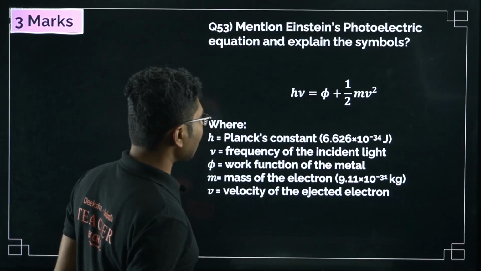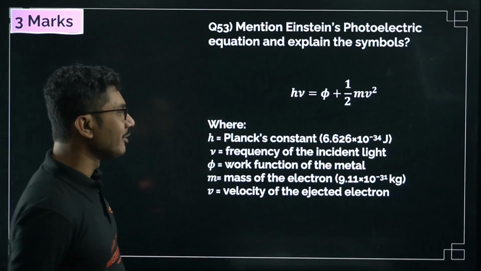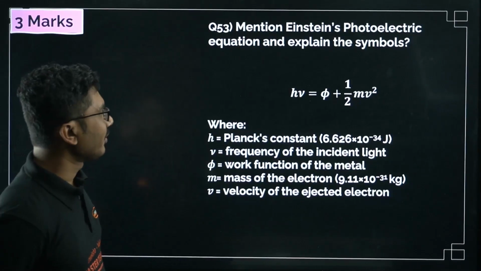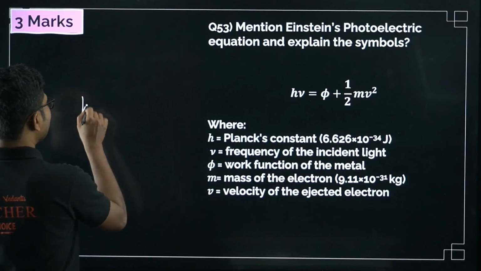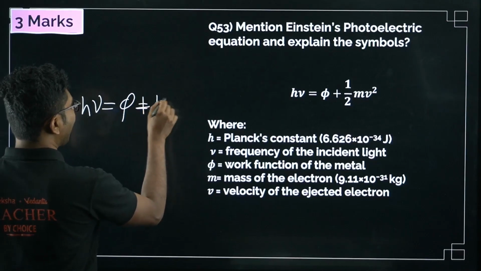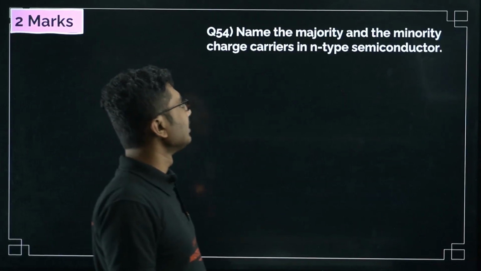The mass of the electron is 9 into 10 to the power minus 31 kg; you need not write the value. V is the velocity of the ejected electron. Okay, if you write this as h nu equals phi plus K max, that is also fine. K max is the kinetic energy.